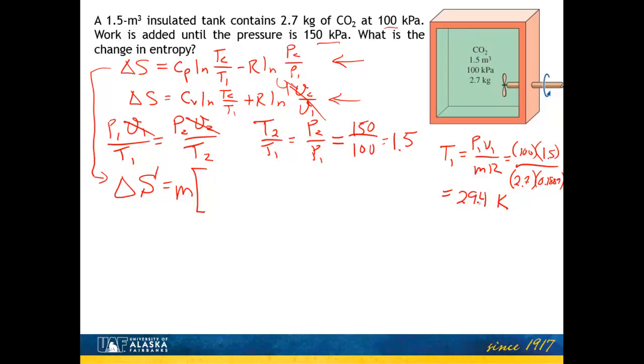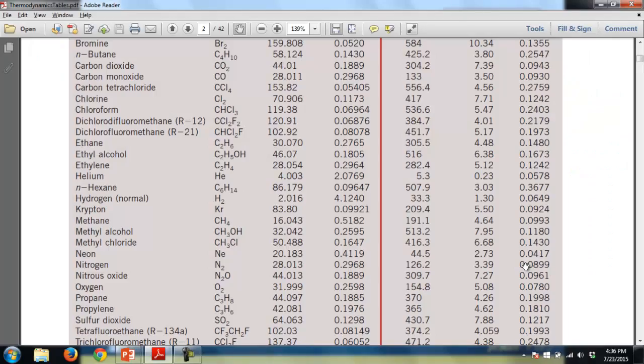So that's the initial temperature. Final temperature is 1.5 times that. So we know that T2 is going to be on the order of 450 Kelvin, which means that my T average, which we'll go ahead and use to determine our heat capacity, is going to be on the order of about 375 Kelvin. All right, so let's find out what the heat capacity is at 375 Kelvin.